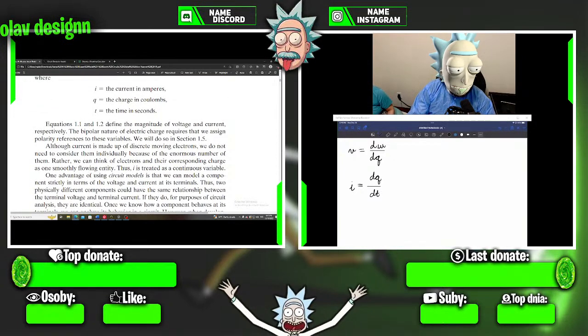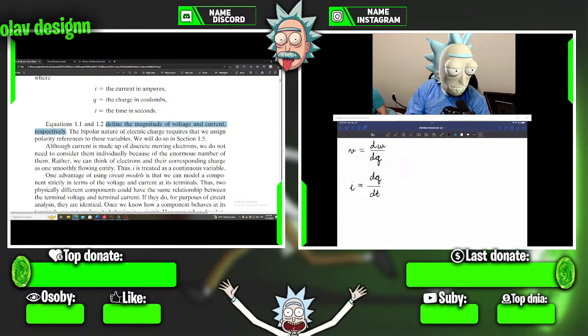So the equations 1.1 and 1.2 are written right here. We got voltage, we got current. These equations define the magnitude of voltage and current respectively. Right? Definitions of voltage and current. They quantify them mathematically. Voltage, change of work over a change of charge. Current, change of charge over a change of time.